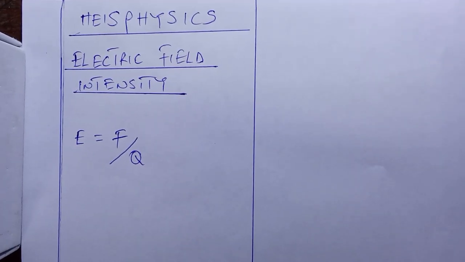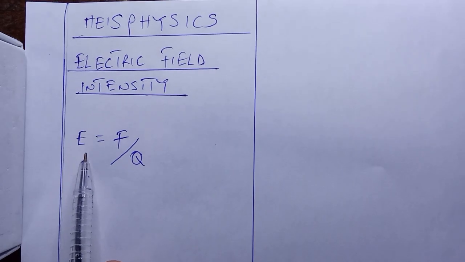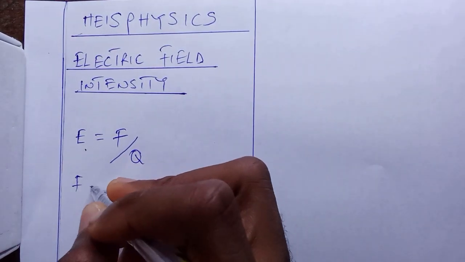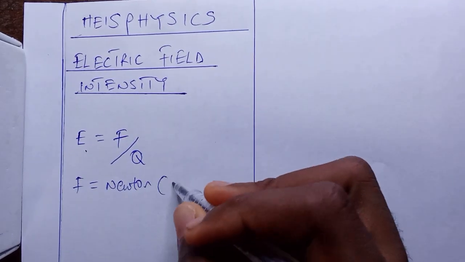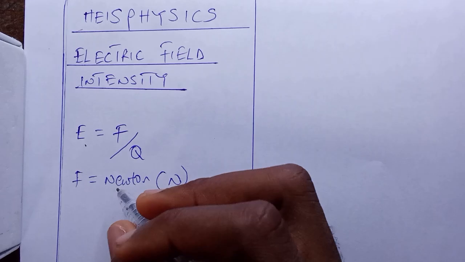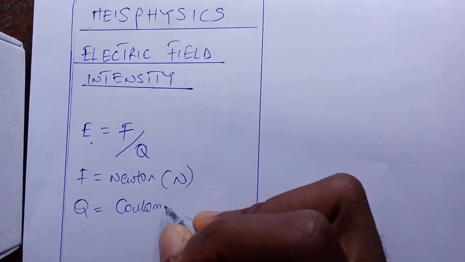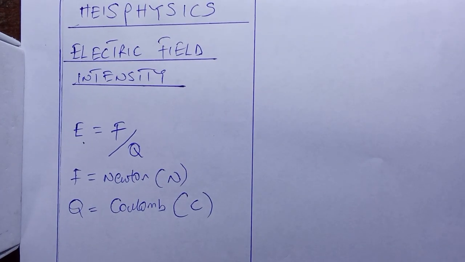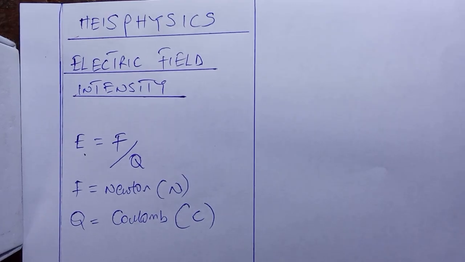So now, in this channel, we always make things easier for the students. So I'll give you the SI unit of these three physical quantities here. First, the SI unit for force is Newton, bracket N, and the SI unit for charge, Q, is Coulomb, bracket capital letter C.